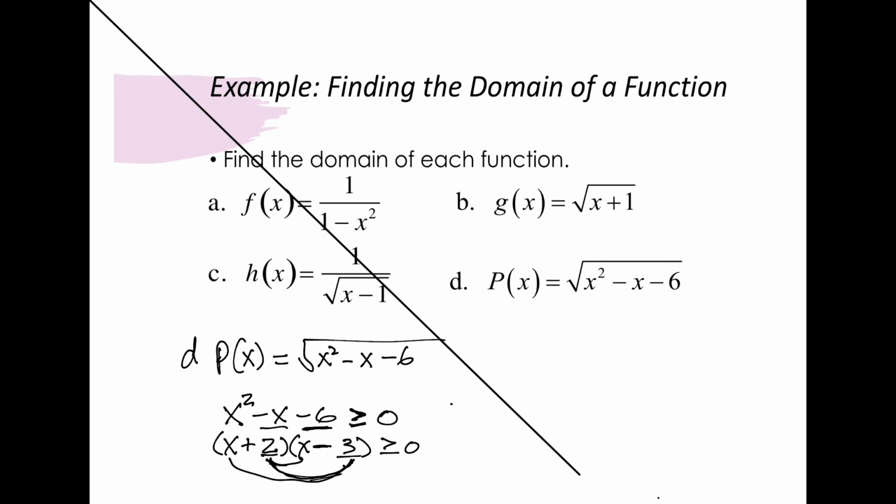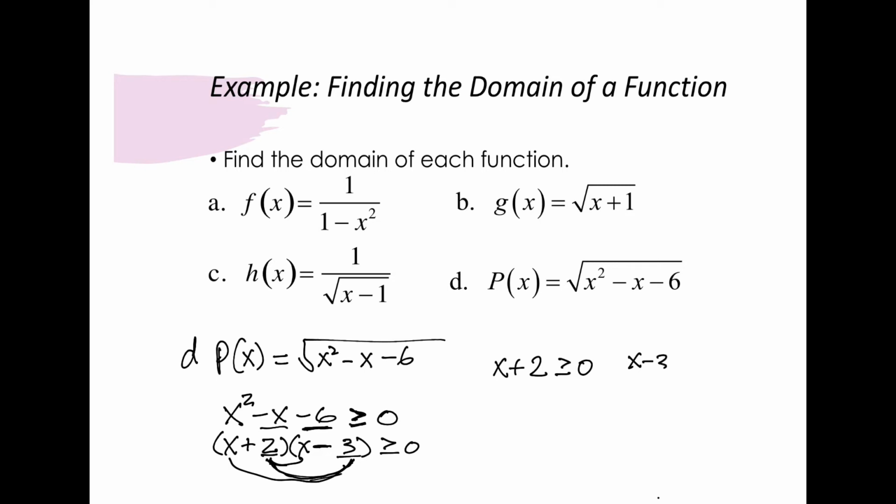So I see that for my solutions here, x plus 2 must be greater than or equal to 0, and x minus 3 has to be greater than or equal to 0. So the 2 points, x, here we would subtract 2 on both sides, so we see x has to be greater than or equal to negative 2. And here has to be greater than or equal to 3.